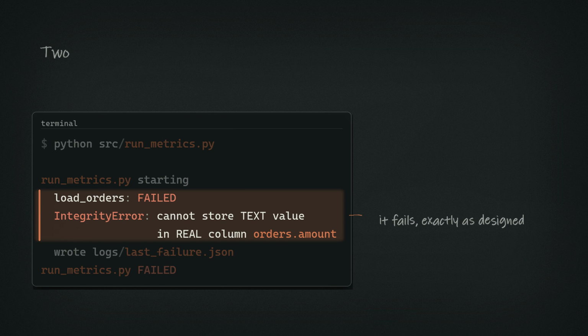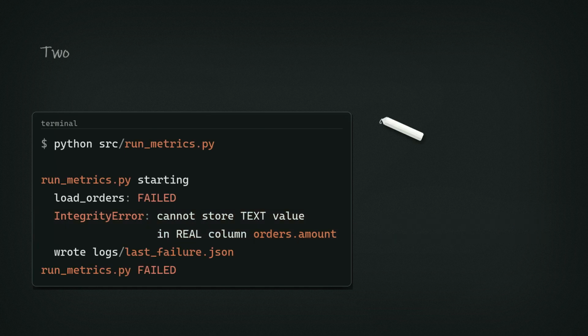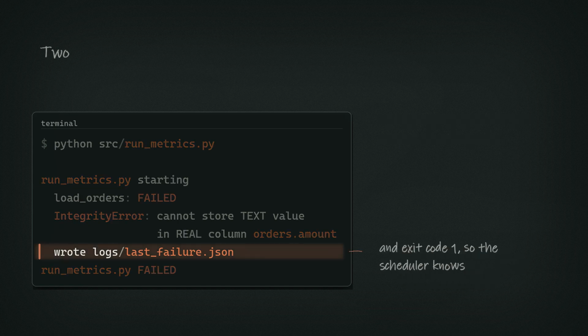Integrity error, cannot store text value in real column orders.amount. Read that carefully, because everything about this project comes down to what that message does and does not tell you. It tells you the column. It does not tell you which rows, how many of them, what they have in common, or when it started. A person on call at 7 in the morning has a column name and nothing else. The job also wrote the handoff file and exited with code 1, so the scheduler knows it failed.